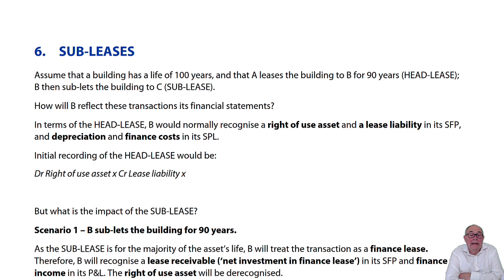Hi, in this lecture we're going to take a look at subleases. So it's the scenario where, let's say, person A or company A owns an asset, lets it to company B, and then company B lets it to company C. It could arise in all sorts of situations, but principally, again, we'll think about the context of something like land and buildings.